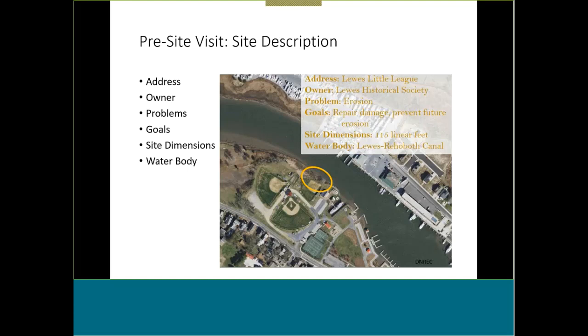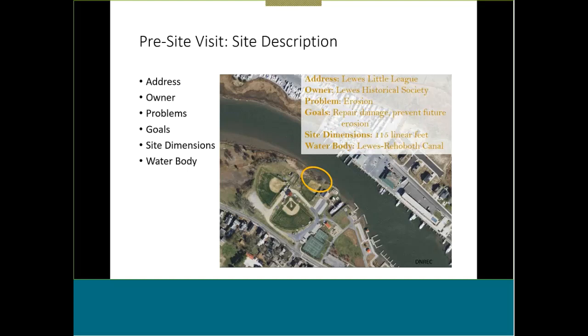The goal of this property owner, using this as an example, is to repair damage and prevent future erosion. Next are some site dimensions, which are rough measurements using an online mapping platform such as Google Earth, or if you're sophisticated and savvy, you can use ArcGIS or some other map-based platform. This is not the time necessarily to go out and send a survey crew and get precise centimeter-level site dimensions, but we're calling this a site about 115 linear feet along the shoreline.